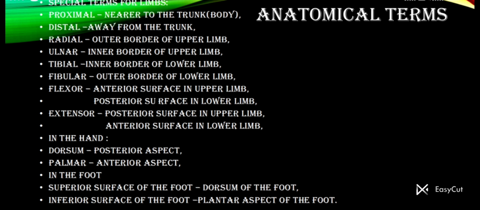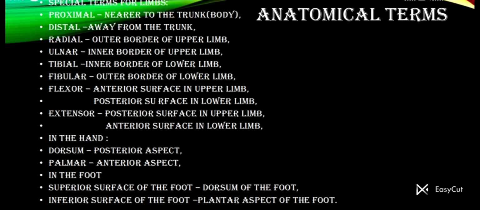The next term is flexor surface. In the upper limb, the flexor surface is present in the anterior aspect. Those are the muscles that help with flexion. In the lower limb, the flexor surface is present in the posterior aspect.